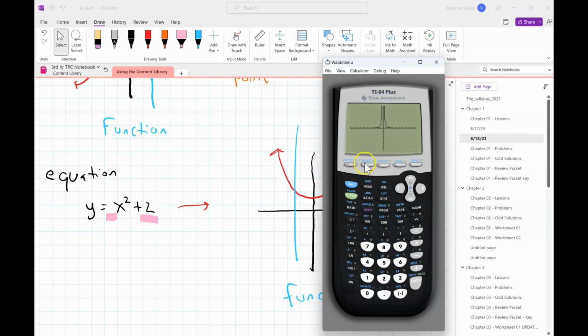Okay. So you're going to want to start by turning your graphing calculator on. If you just want to watch, that's fine. If you want to follow along, that's okay too. We're going to turn our calculator on and begin by pressing the Y equals button. The Y equals button is located in the upper left-hand corner.